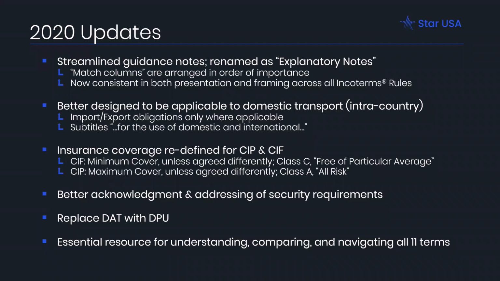And it arranged the match columns by order of importance, as well as providing more consistent presentation and framing across all the rules so you can compare apples to apples. It's very handy. They also incorporated more domestic transport consideration within the international commercial terms, so that the rules can now be applied pretty much as written to intra-country transportation, not just international trade.